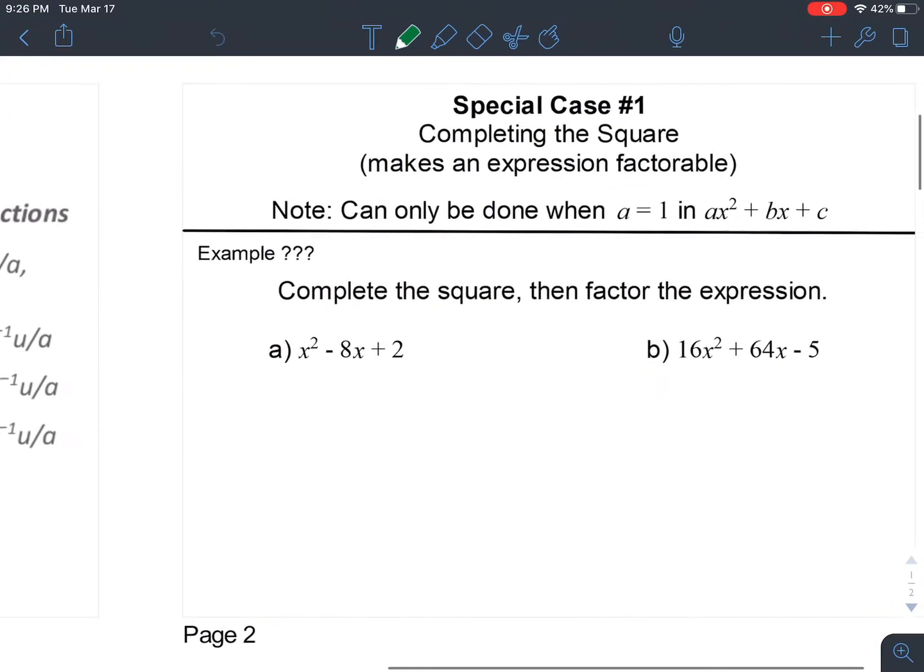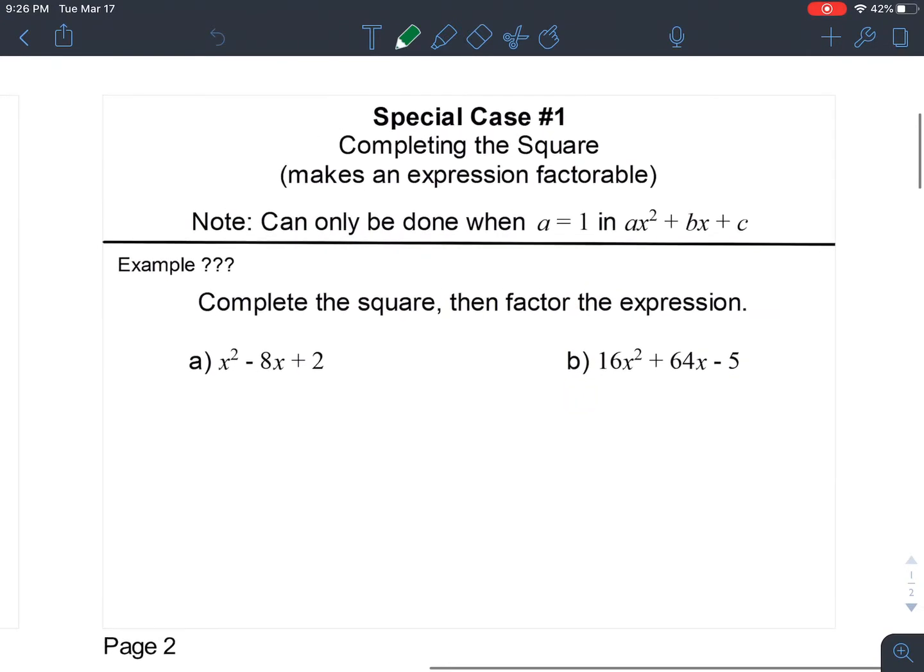So, the first example, I'm going to be talking about a bunch of special cases. This first example then is going to involve completing the square. This is something that all of you should have learned within the past couple years. The reason that we want to complete the square is that it will turn something that is not factorable into something factorable. So for these two examples down at the bottom, A and B, we want to turn these into something that does become factorable.